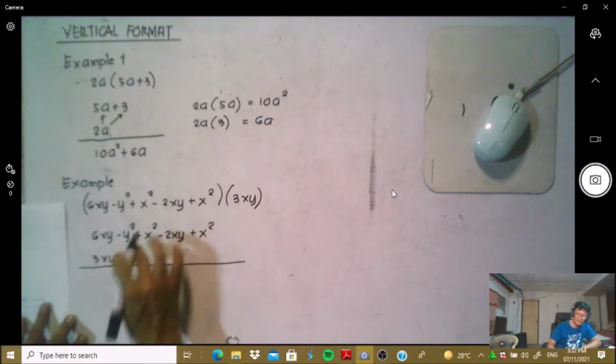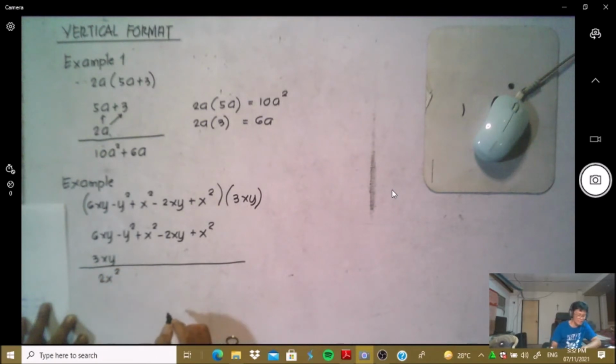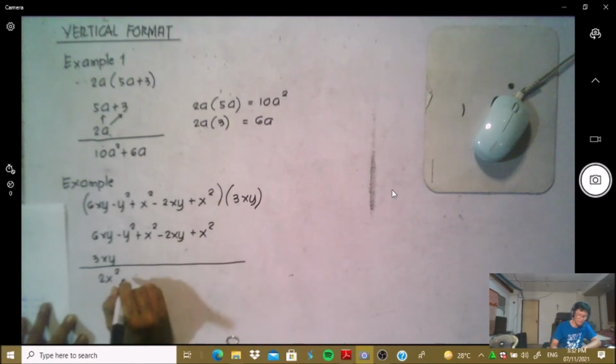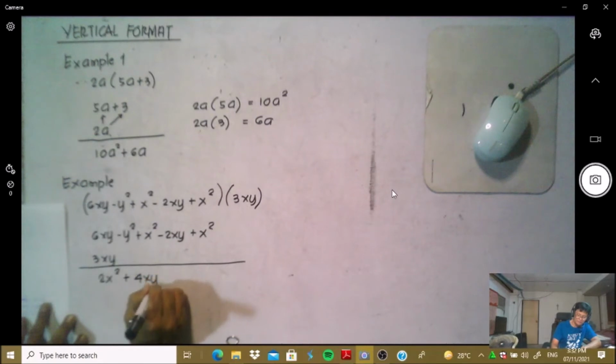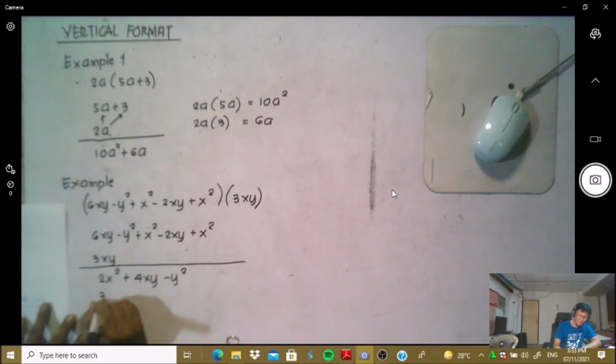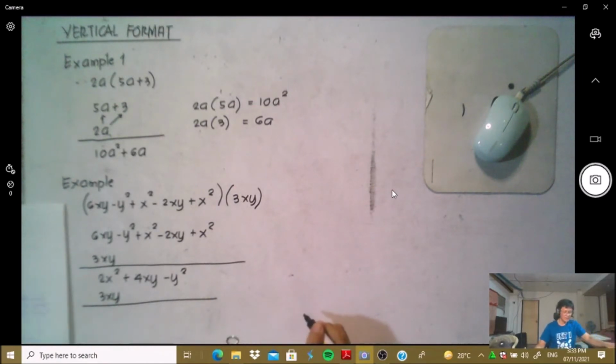okay, x squared plus x squared will be 2x squared. So we have 2x squared. Then what will be next? Will be xy. So we have 6xy minus 2xy is equal to 4xy. So positive 4xy. Then minus y squared. And that is the time we have to multiply that by 3xy. Okay? So how are we going to do this?